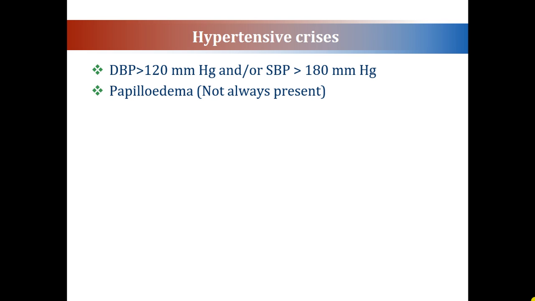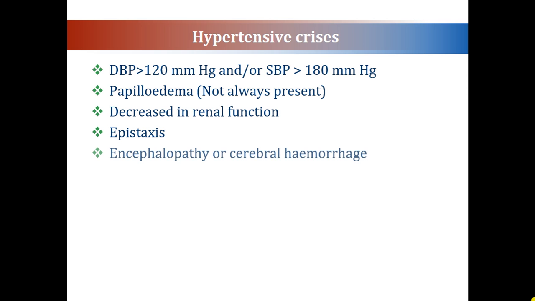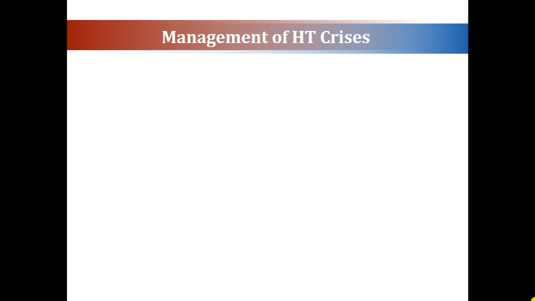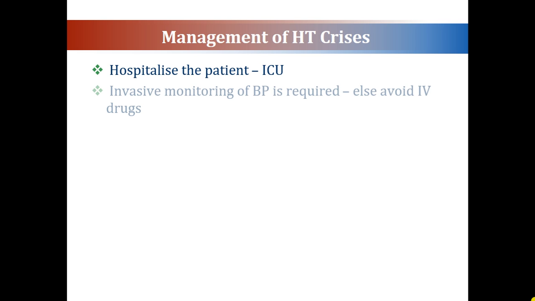papilloedema can be present but it is not always a present sign. There would be decrease in the renal function, epistaxis, encephalopathy or cerebral hemorrhage. Acute LVF, unstable angina or MI can be precipitated. So how to manage hypertensive crisis? Hospitalize the patient into ICU.